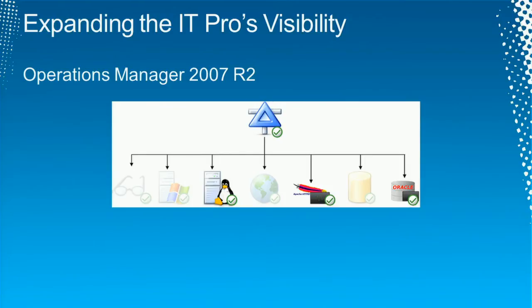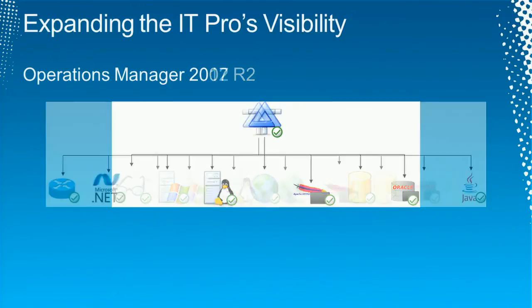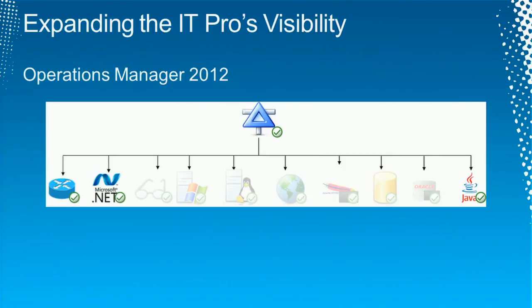In 2007 R2, we added things like Oracle support, some cross-platform, etc. And what we're adding now, the bigger picture of how that view gets bigger, is a full-fledged view of what the network health is, as well as .NET distributed applications and Java-based apps as well.